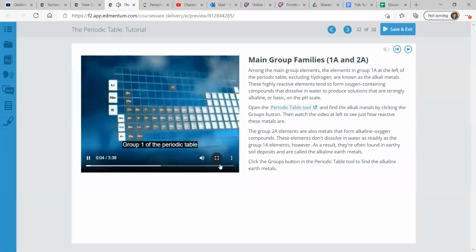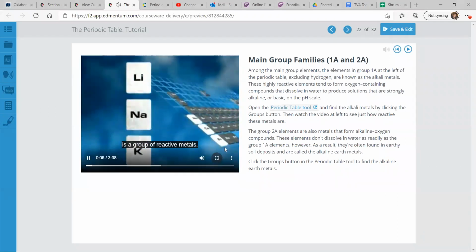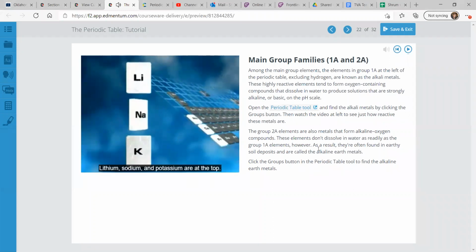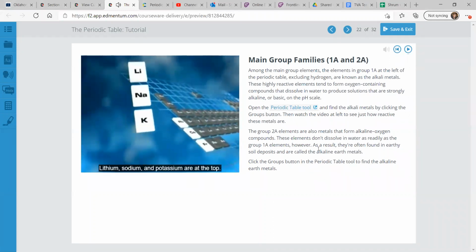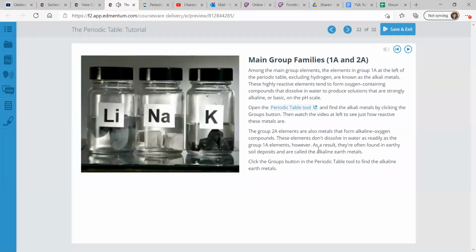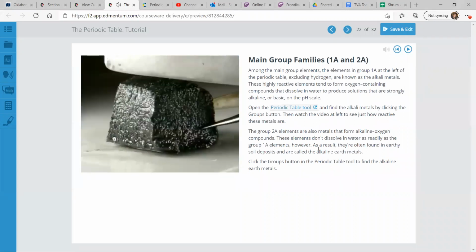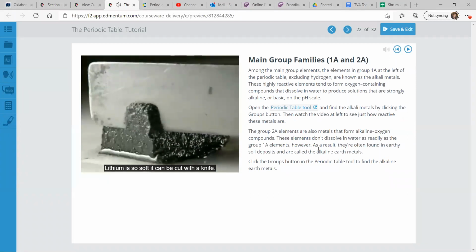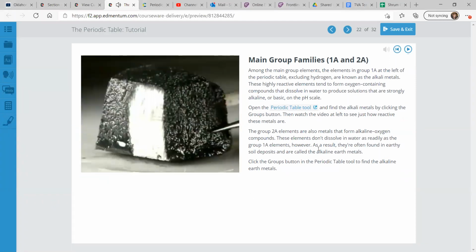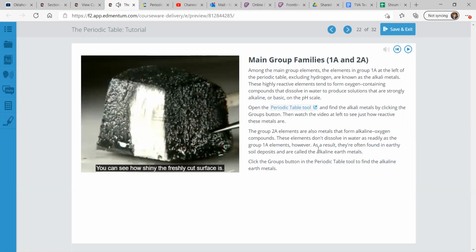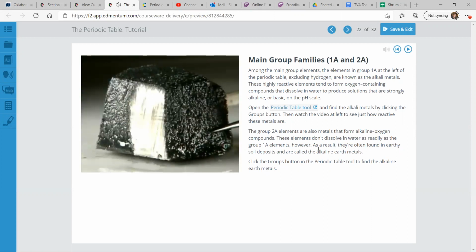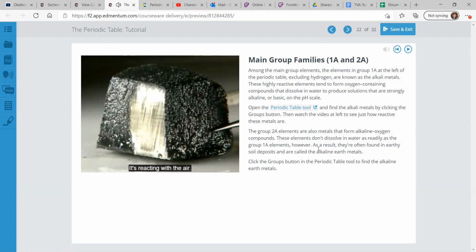Group 1 of the periodic table is a group of reactive metals. Lithium, sodium, and potassium are at the top. These metals are so reactive they have to be stored under oil and need to be handled with care. Lithium is so soft it can be cut with a knife. You can see how shiny the freshly cut surface is, but leave it exposed to the air for a few seconds and it quickly begins to tarnish. It's reacting with the air.